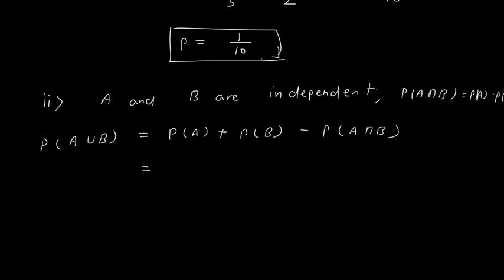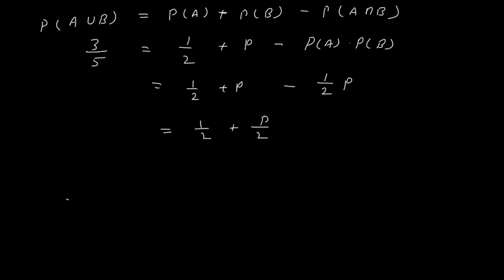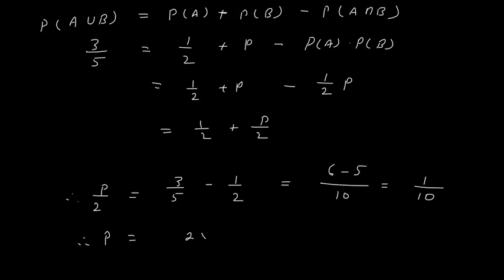P of A union B is 3 divided by 5. So write this as 3 divided by 5 is equal to P of A, which is 1 divided by 2, plus P of B, which is p, minus P of A intersection B, which is P of A into P of B. So here it is 1 divided by 2 plus p minus 1 divided by 2 p, which is p divided by 2 plus 1 divided by 2. Therefore p divided by 2 is equal to 3 divided by 5 minus 1 divided by 2, which is 6 minus 5 divided by 10, which is 1 divided by 10. So p is equal to 2 into 1 divided by 10, which is 1 divided by 5.